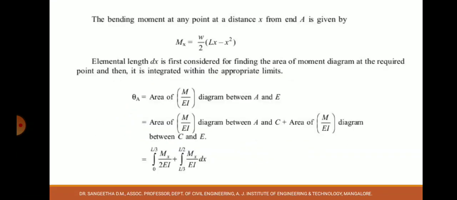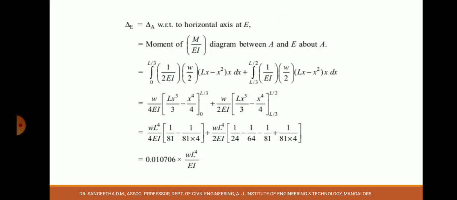So here I have two areas: 0 to L by 3 of Mx into x into dx, and L by 3 to L by 2 of Mx into x into dx. For the first, Mx is divided by 2 EI, and here it is EI. The particular cross section has to be divided, M by EI diagram. So, the moment of the M by EI diagram. Integrate it, solve it, and you will get the deflection at E.